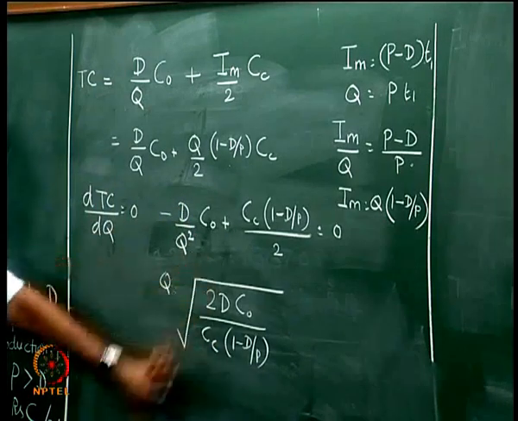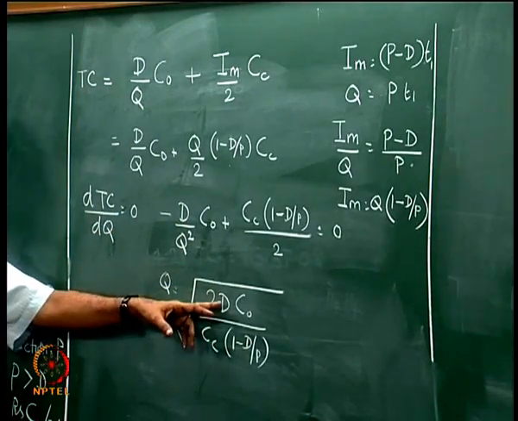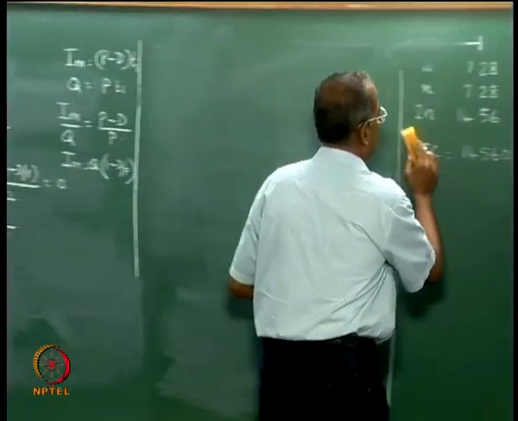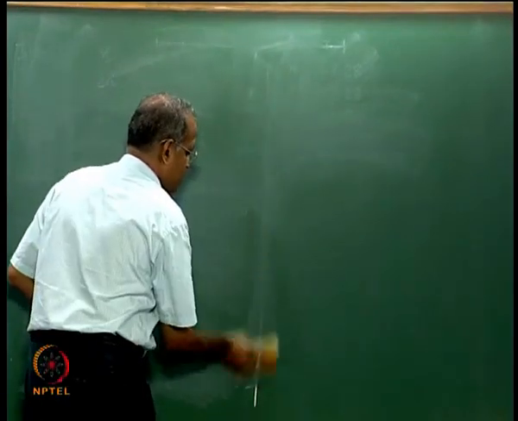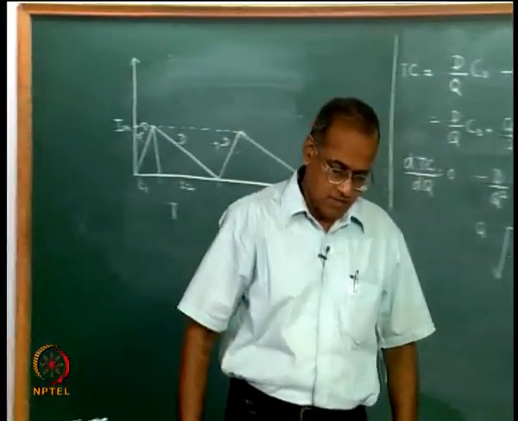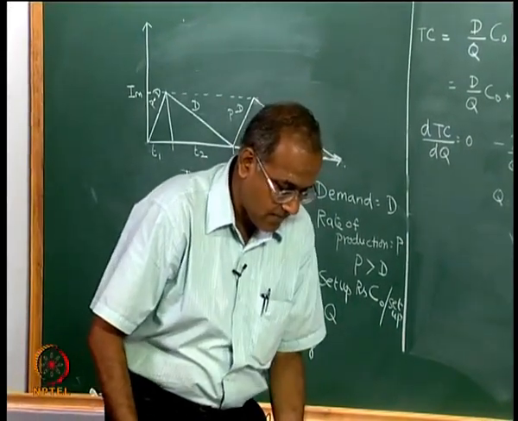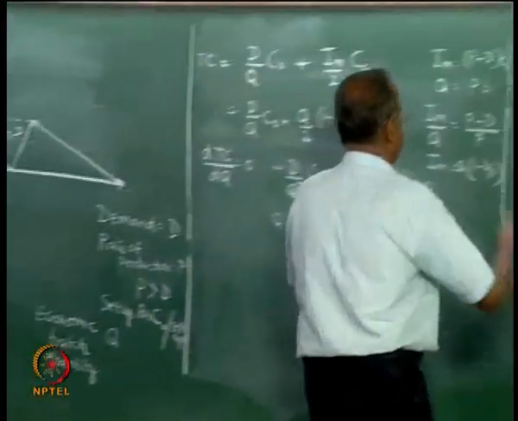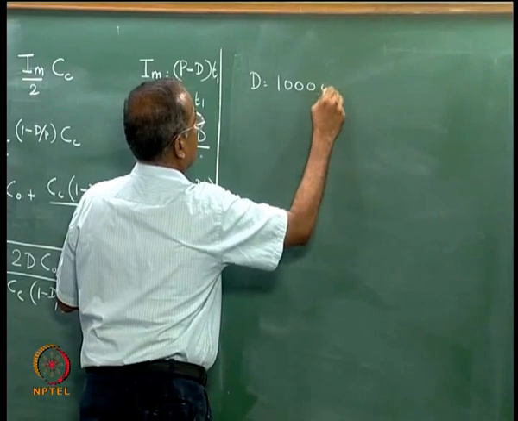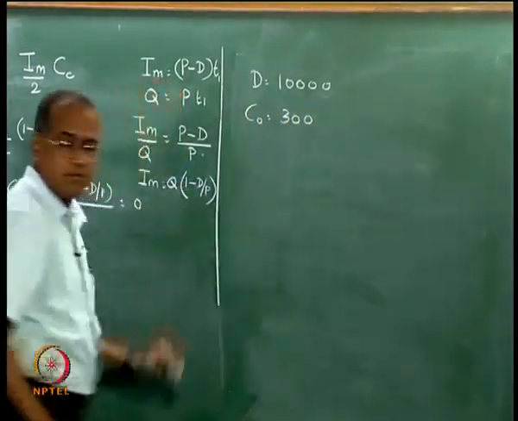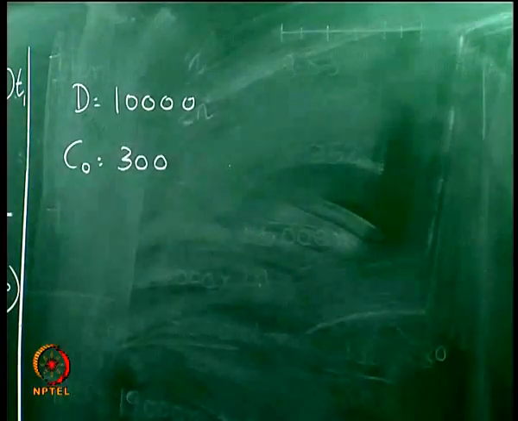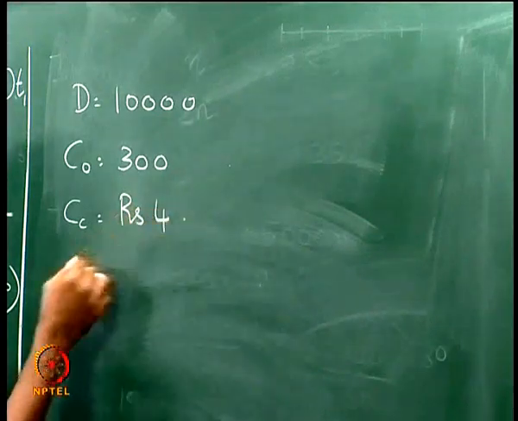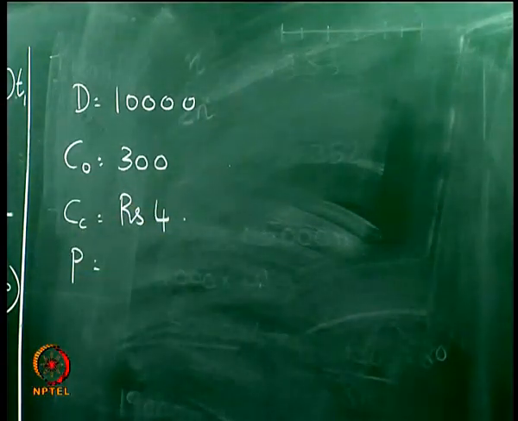Now, once we have this equation, we can find out the economic batch quantity given values of D, C naught, C C, etcetera. So, let us take a numerical illustration and show the computation of the economic batch quantity and the associated total cost. So, let us look at an illustration where D is 10,000 per year, C naught is 300, C C is 4, and P is 20,000 per year.